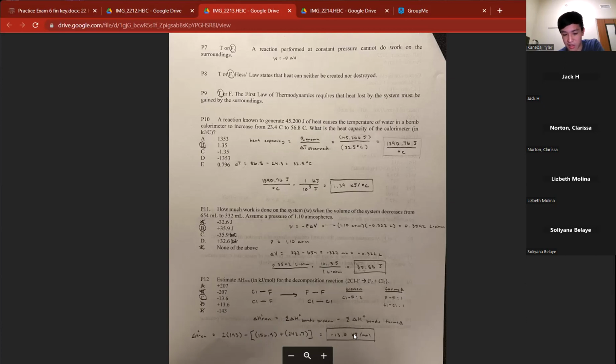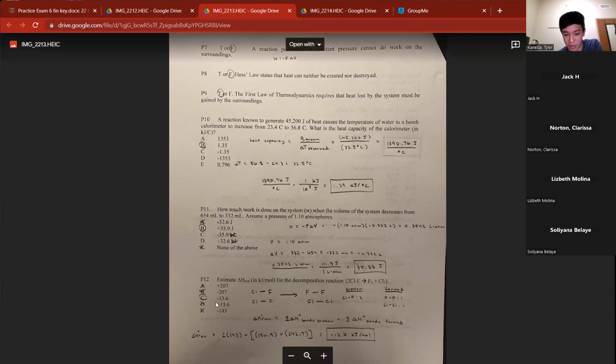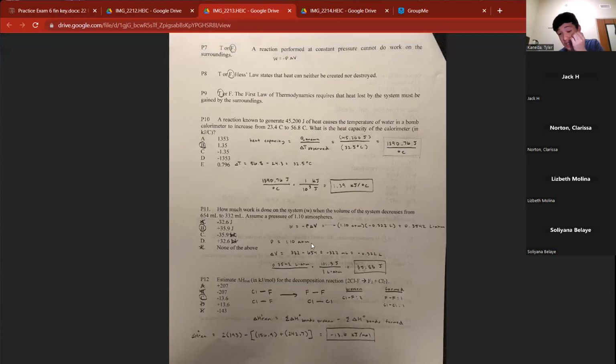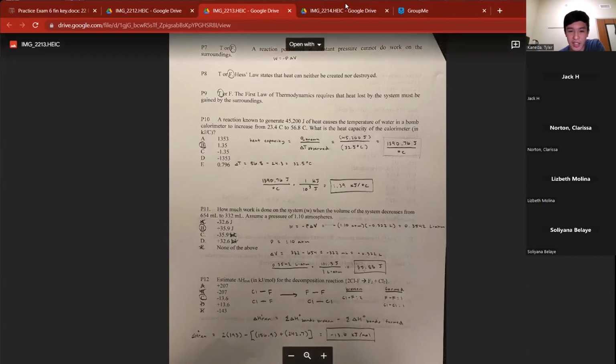And so if I just put this in the calculator, I get negative 13.6 kilojoules per mole, and that matches C right here. Any questions about that one? It's pretty much the same thing as the homework. You good? Good. All right, I'm going to move on then.